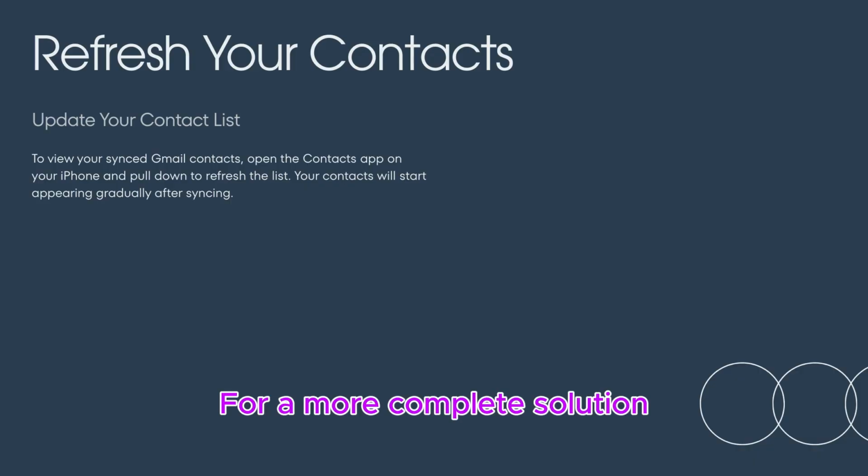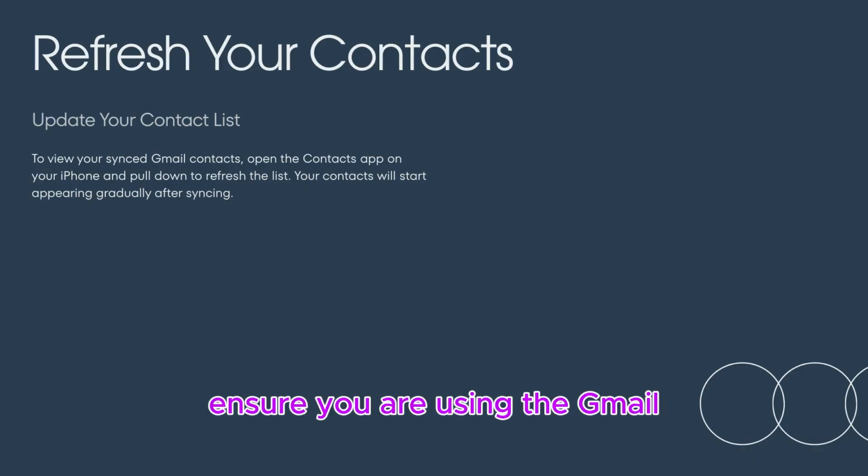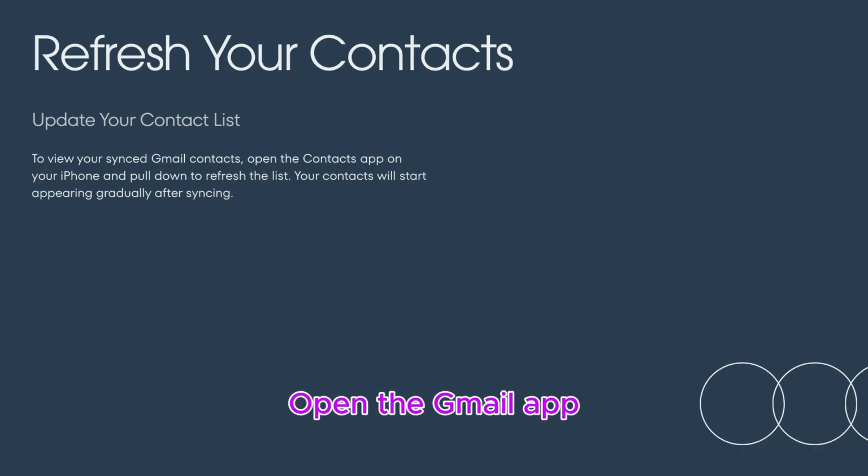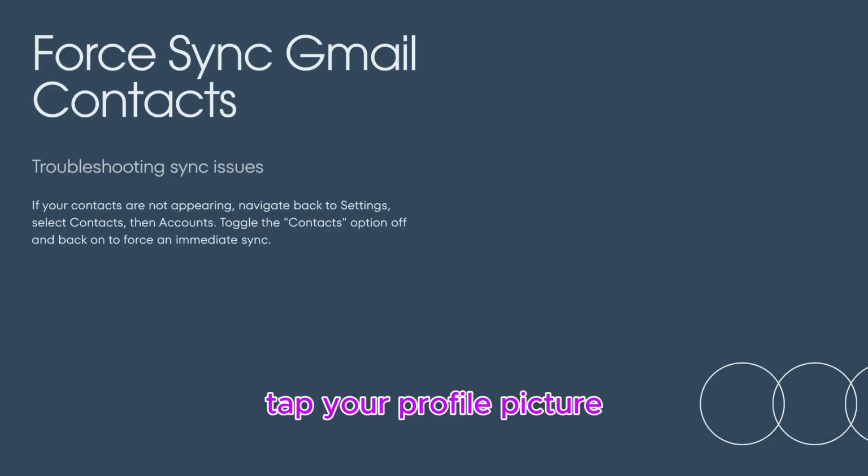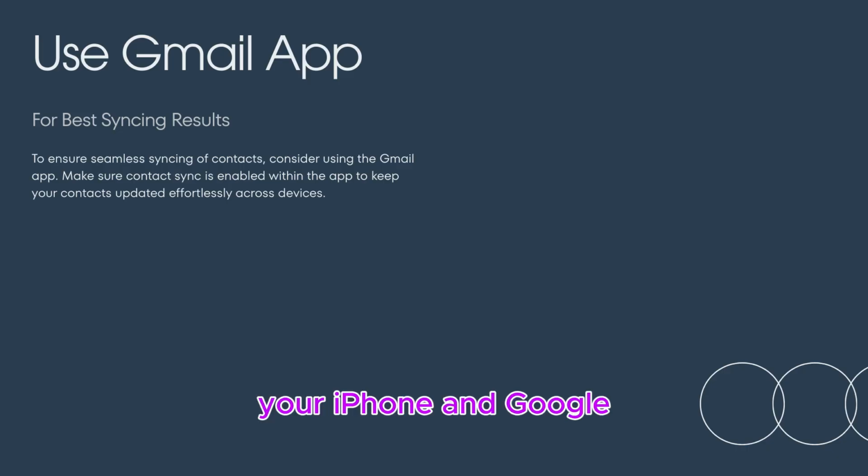For a more complete solution, ensure you are using the Gmail app with sync enabled. Open the Gmail app, tap your profile picture, tap Manage Accounts on this device, and ensure Contact Sync is on. Your contacts will now stay updated between your iPhone and Google.